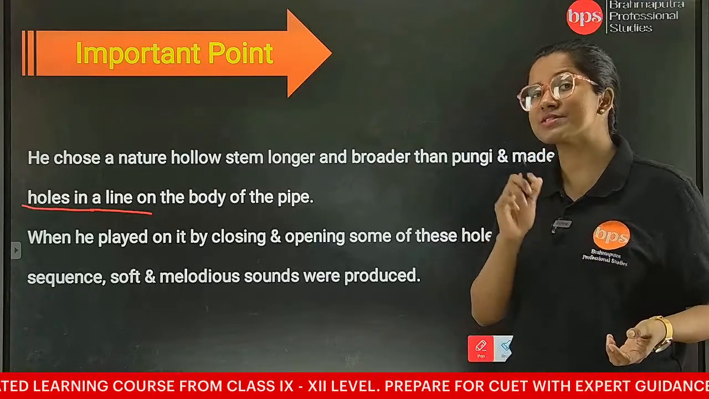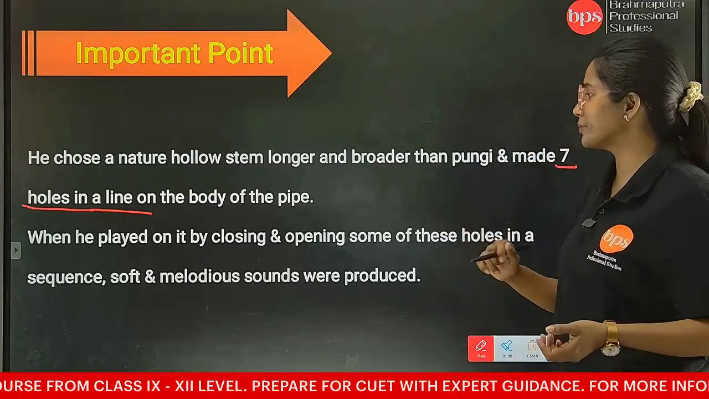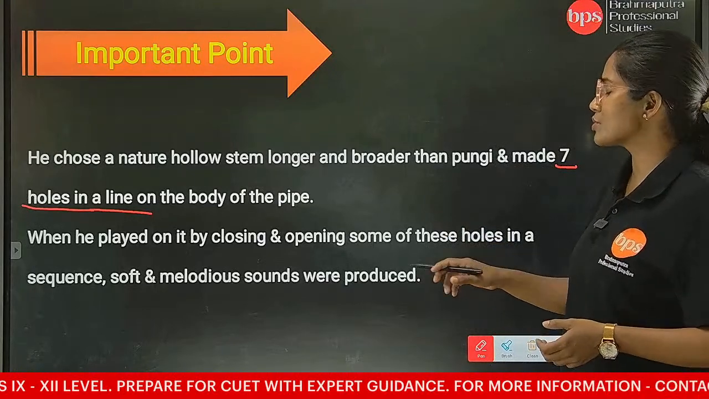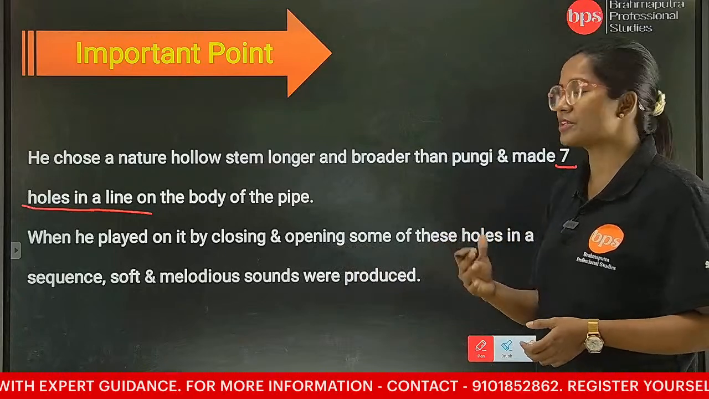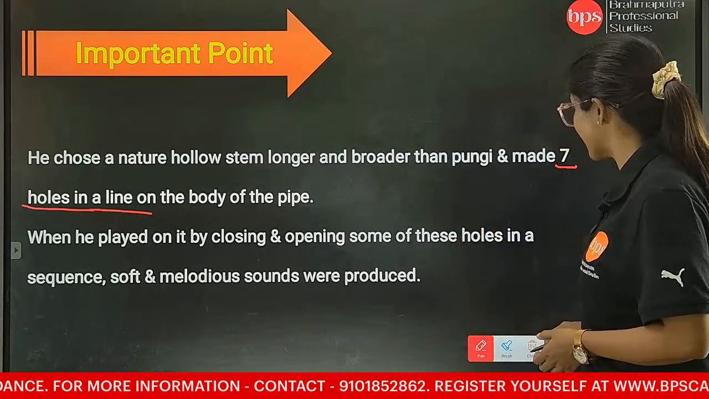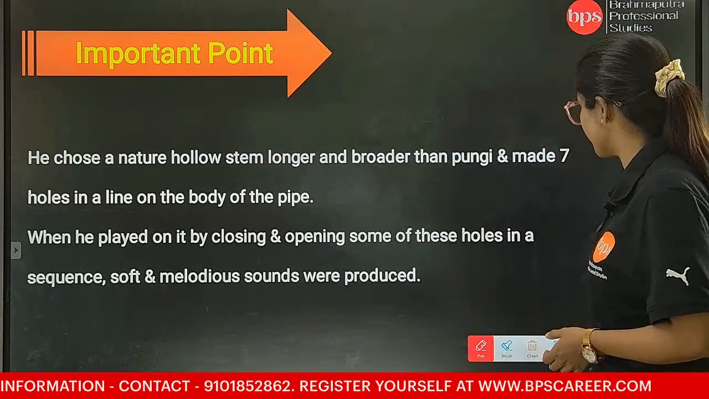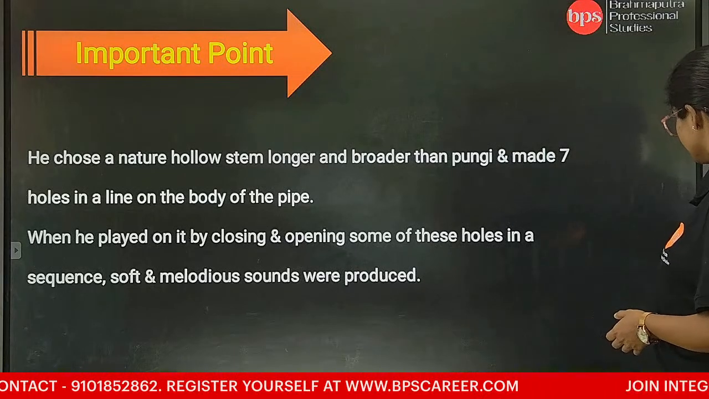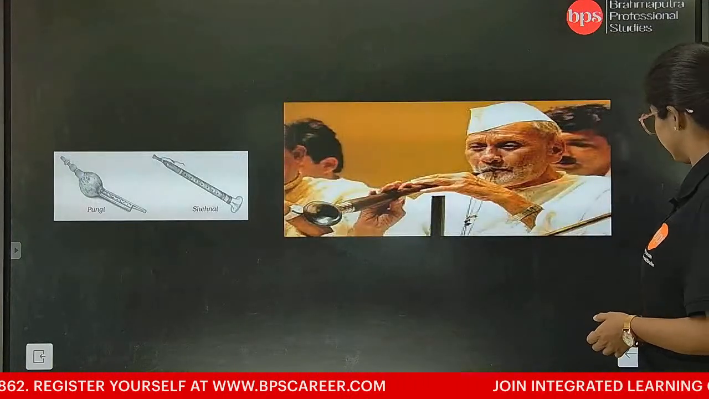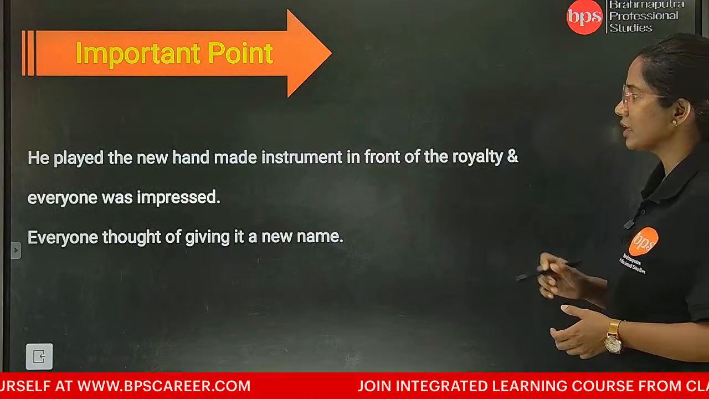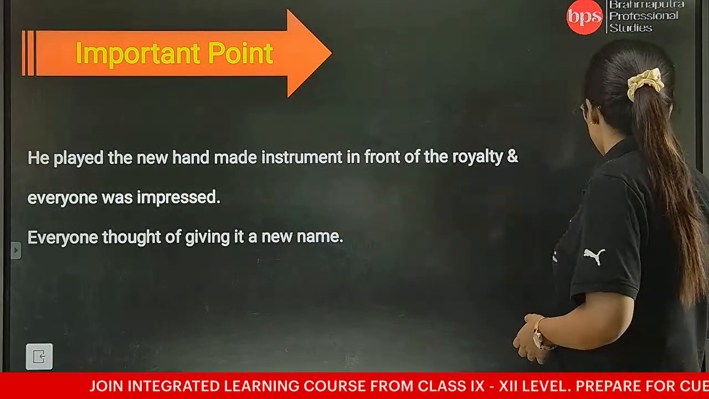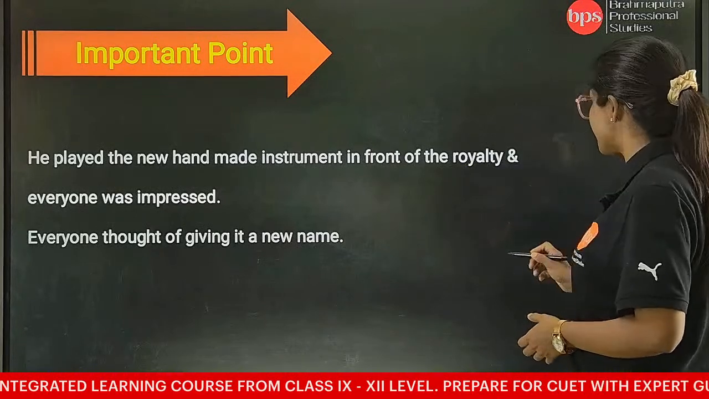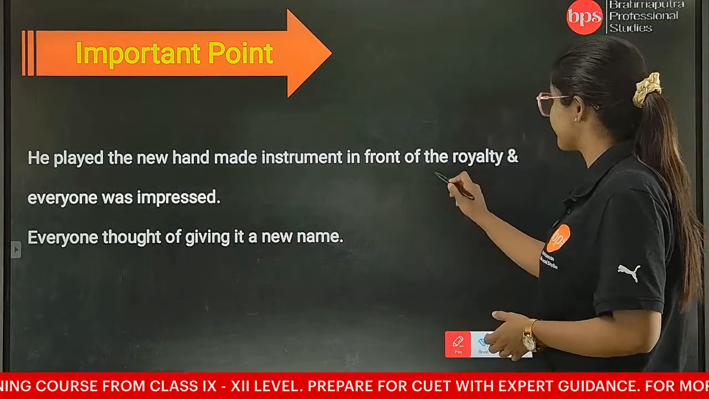And why it was named shehnai, we will know now. When he played on it, closing and opening some of these holes in a sequence, soft melodious sounds were produced. Then he played the new handmade instrument in front of the royalty. Royalty means in the palace.